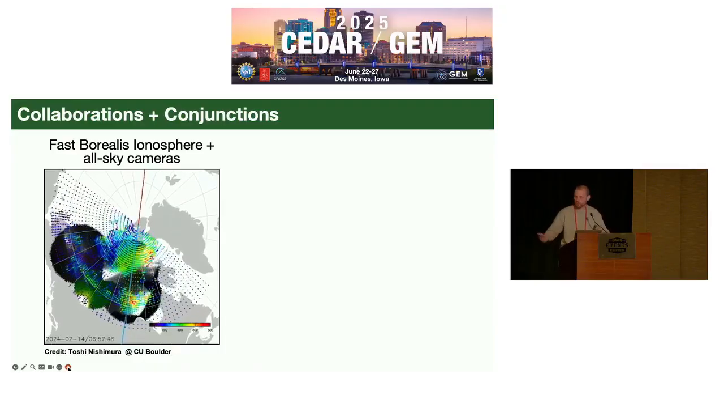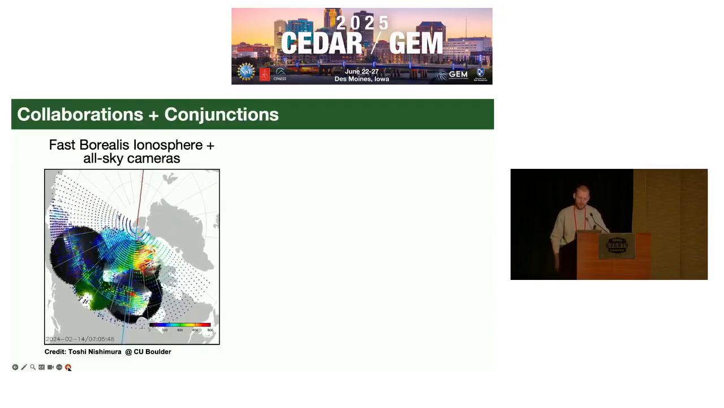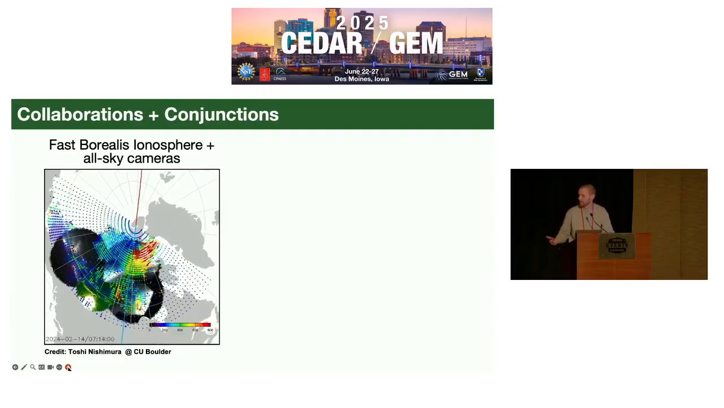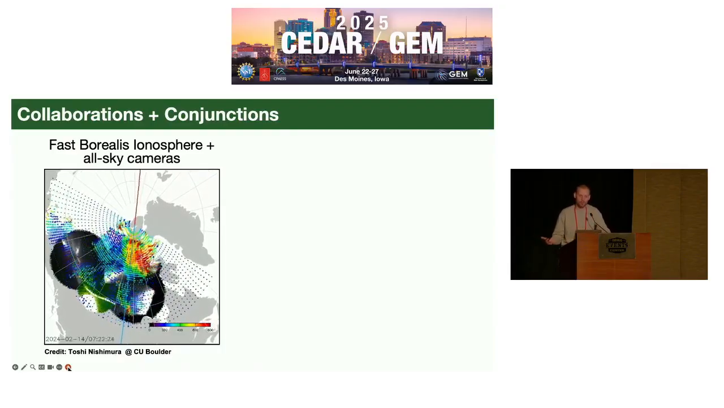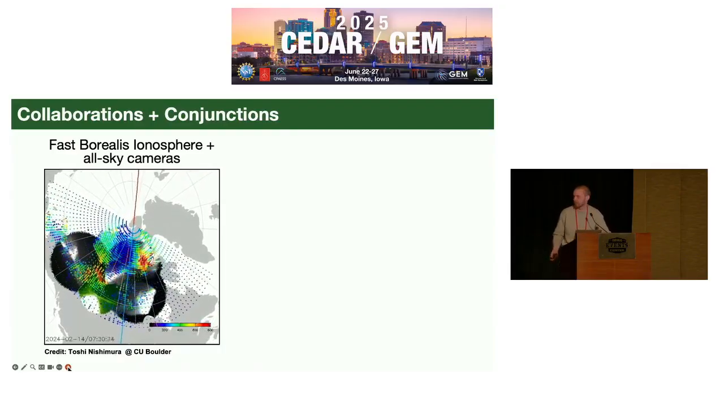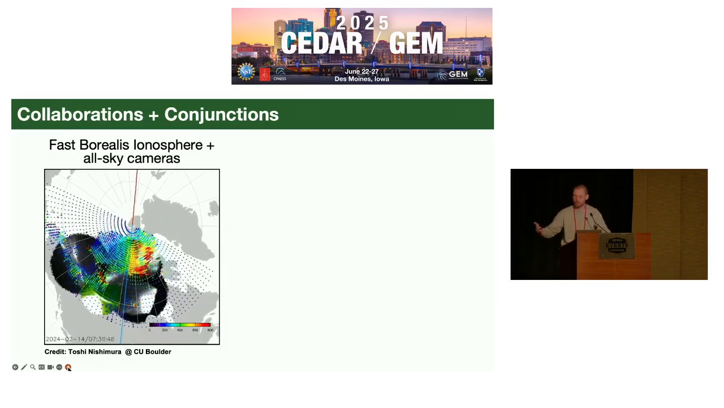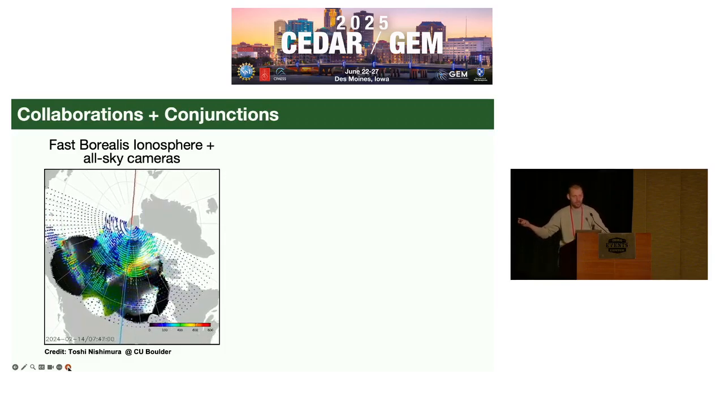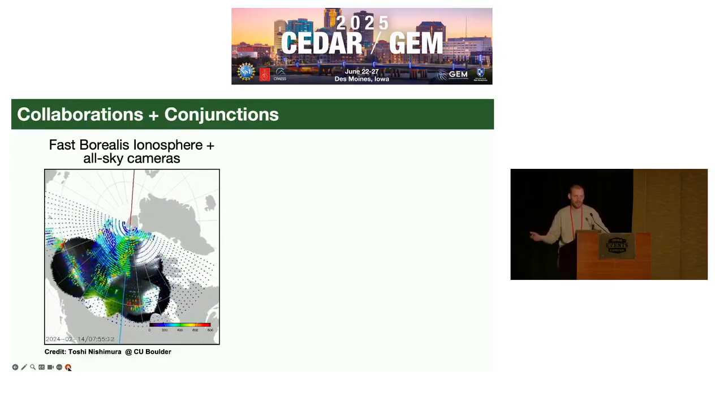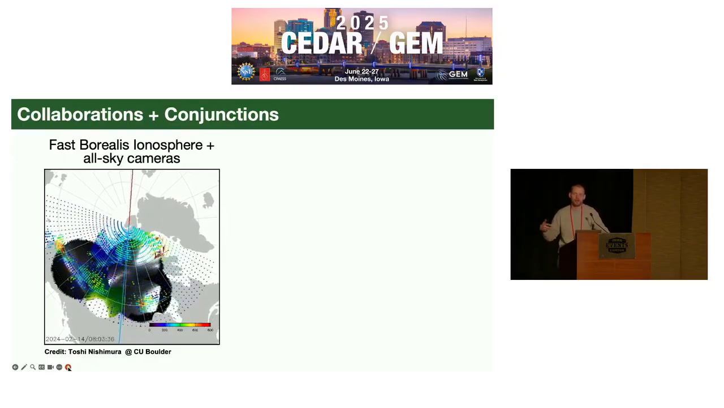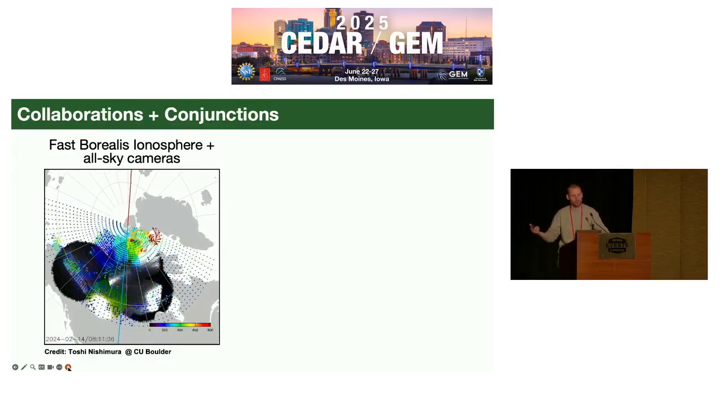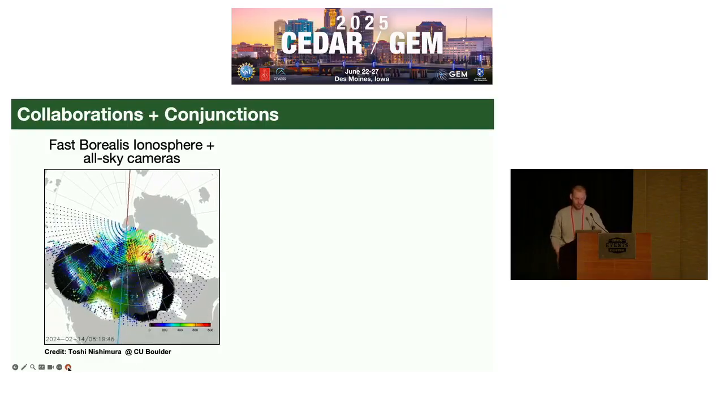One of these, which Toshi will talk about, so I won't linger on it, is comparing this data to already high temporal resolution data from all-sky cameras. And you can see that there's stuff going on in the aurora, there's stuff going on in the high temporal resolution SuperDARN data. And now we can actually do better at connecting those two together, which we couldn't do before with the lower resolution SuperDARN data.